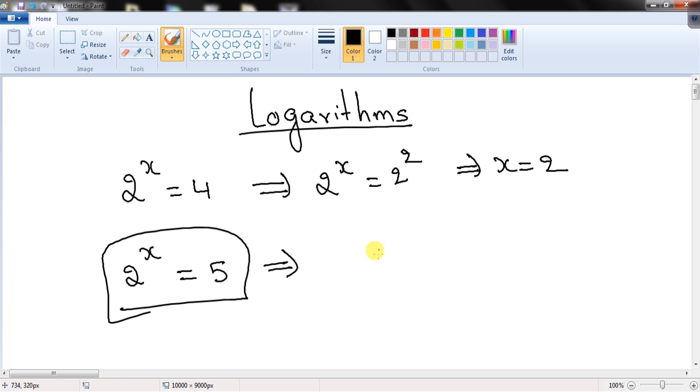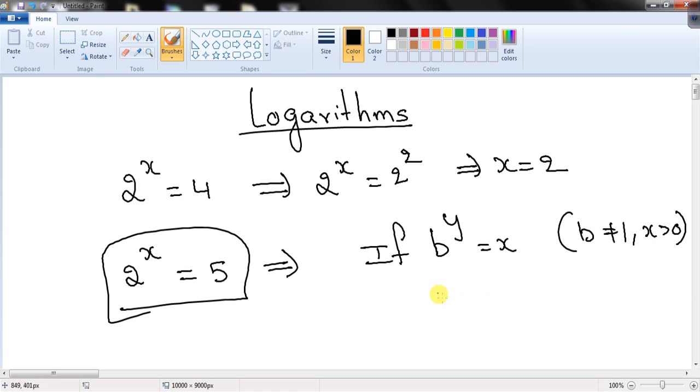So what exactly is a logarithm? If b power y is equal to x, where b is not equal to 1 and x is greater than 0, then y is written as log x to the base b. It is read as logarithm of x to the base b, or in short log x to the base b, that is y.